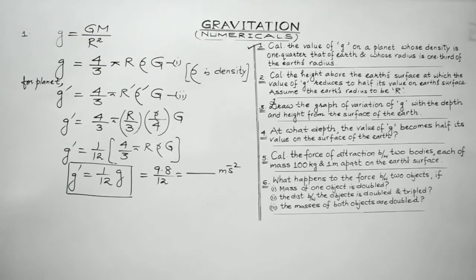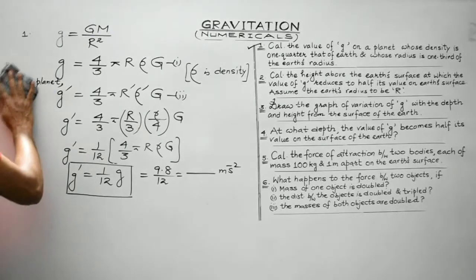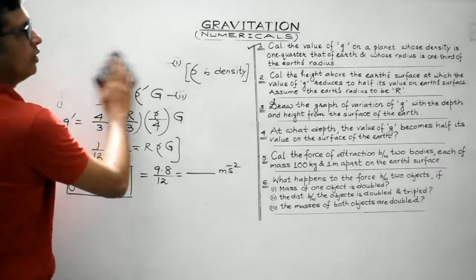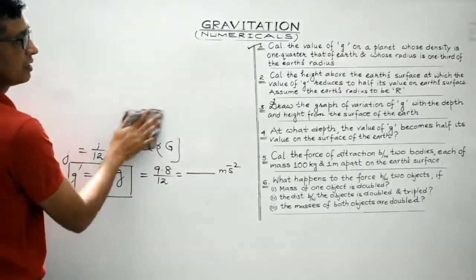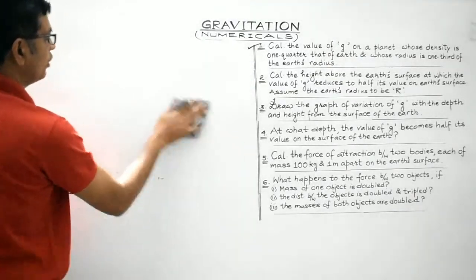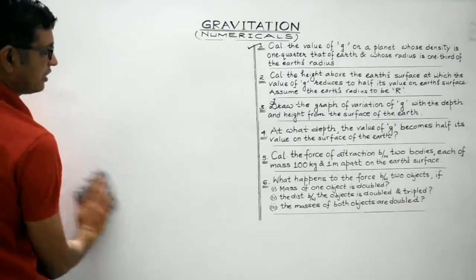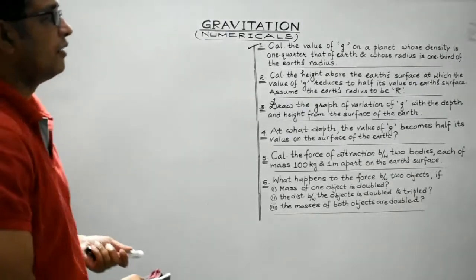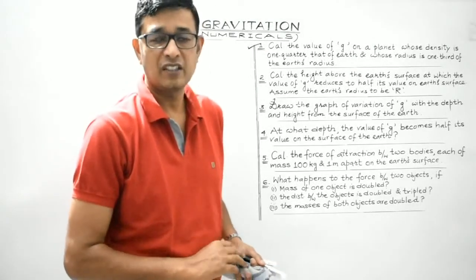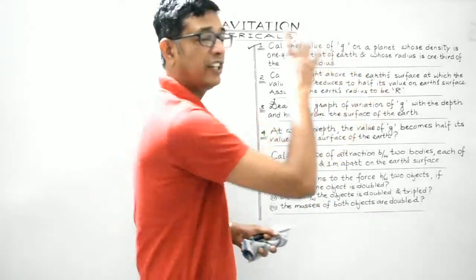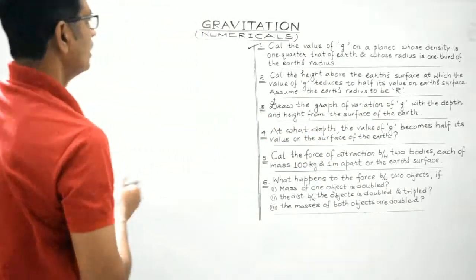Students, let's proceed to the next question. We are supposed to find out the height above the Earth's surface at which the value of acceleration due to gravity reduces to half its value on the Earth's surface. And we are supposed to express the result in terms of capital R. Capital R is the radius of the Earth, right? So question number 2.